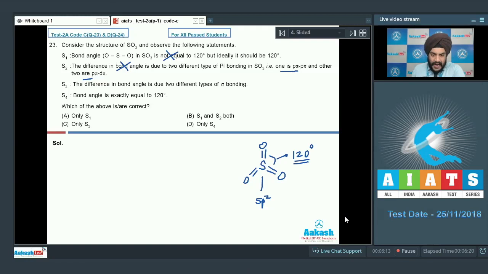The difference in bond angle, this statement is also incorrect, students. There is no difference in the bond angles. The bond angle is exactly equal to 120 degrees, and only the fourth statement is correct out of these. So if you look at the options, we have to mark option D as the correct answer to our question. Let us look at the next question, question number 24.